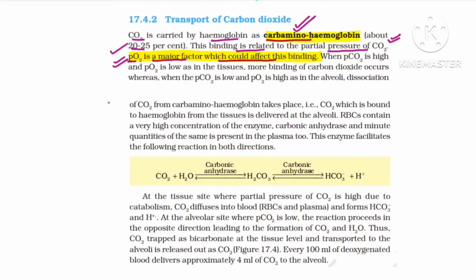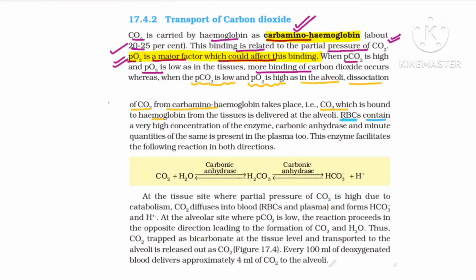Clear, beta? Next, when the partial pressure of carbon dioxide is high and oxygen is low in tissue, more binding of carbon dioxide will occur. But in alveoli, if you remember, the partial pressure of carbon dioxide was low and the partial pressure of oxygen was high. So dissociation of carbaminohemoglobin was taking place, and carbon dioxide bound to hemoglobin will be released so that it can be diffused. So the major factor for binding is oxygen.